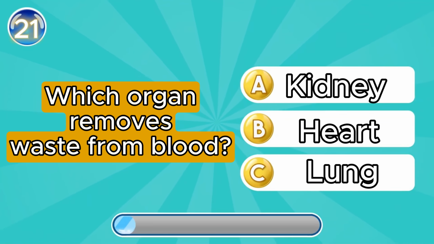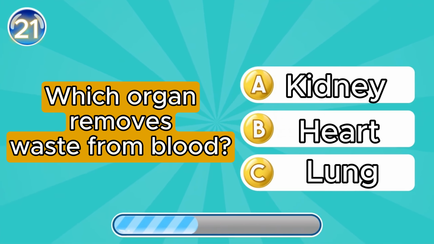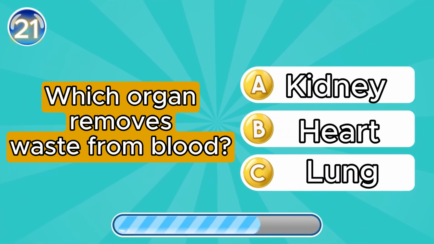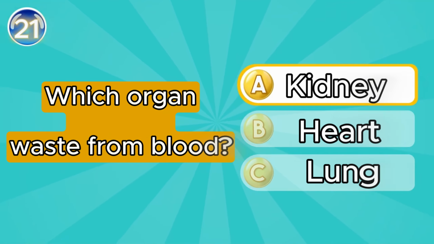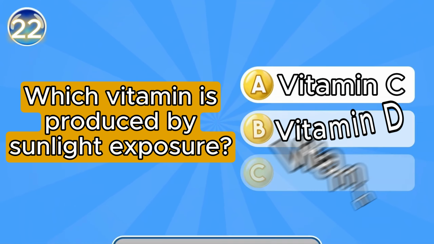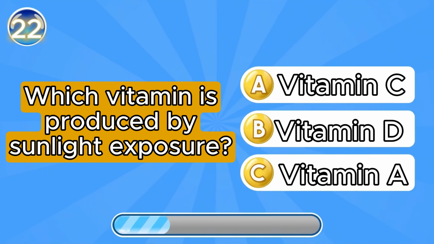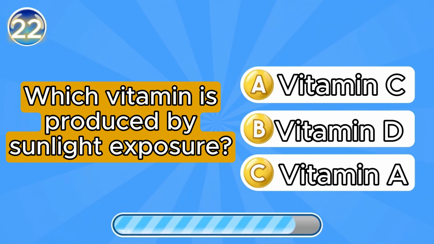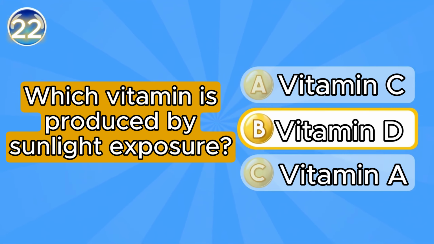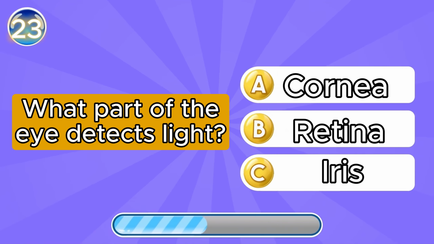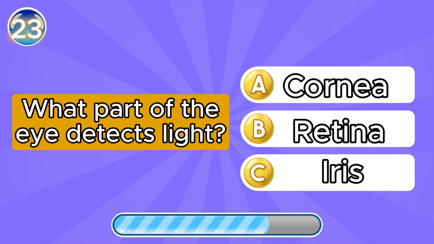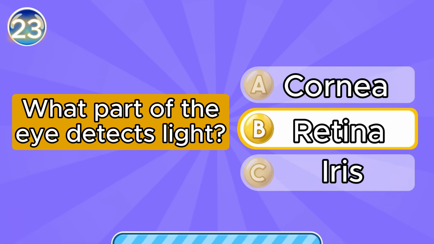Which organ removes waste from blood? Kidney. Which vitamin is produced by sunlight exposure? Vitamin D. What part of the eye detects light? Retina.